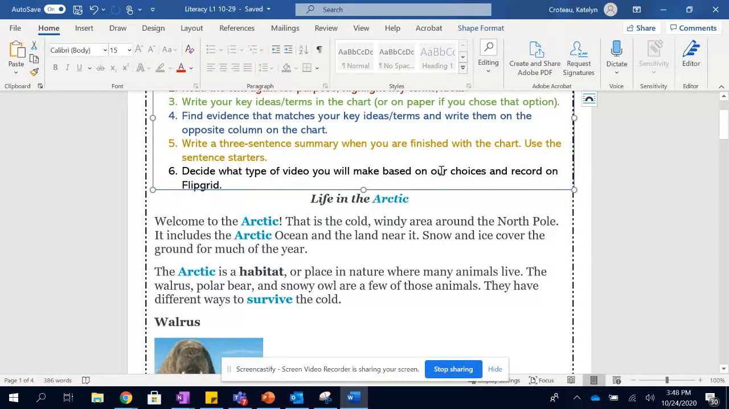Decide what type of video you will make based on our choices and record on Flipgrid. So your teacher may have given you a few options of a type of video you need to make. It is possible that you may need to finish this part during asynchronous time if you're not finished. That's all right.